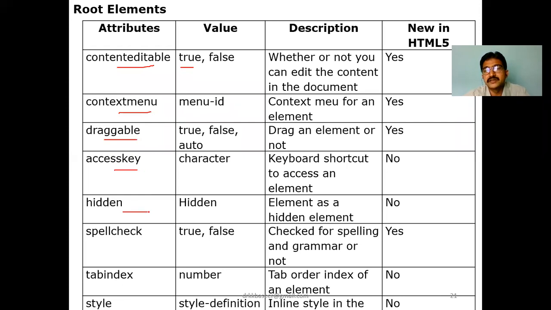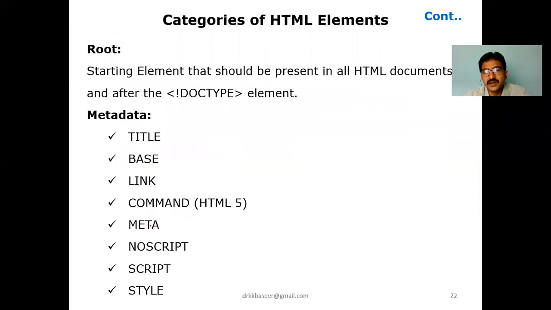And if you want to hide some elements, you can also hide them. If you want to do a spelling check, you can also use this attribute on any element. The tab index you can also use. The style you can also use. Like this, we have different elements available in the root. So root elements are nothing but the starting elements.